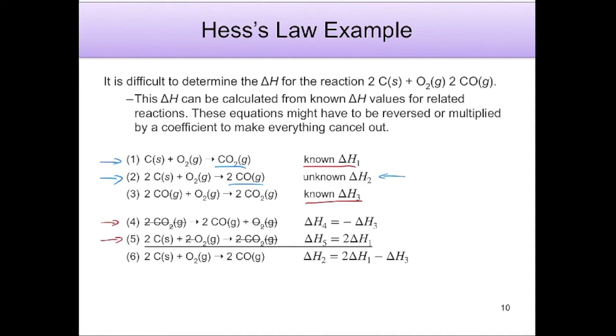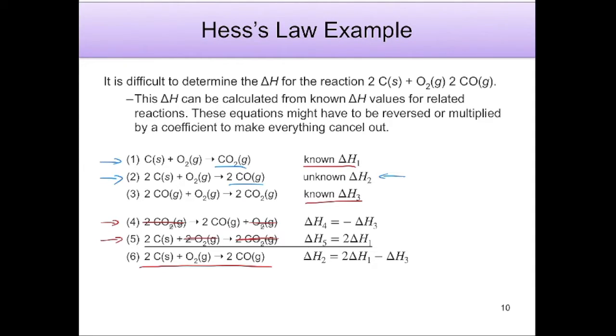If we look at both of these reactions, we notice that carbon dioxide is a reactant on one side and a product on the other, so that cancels out. We also notice that oxygen is the reactant in one reaction and the product in another reaction. So if we add these two reactions together, we get 2 carbons plus oxygen producing 2 carbon dioxides.